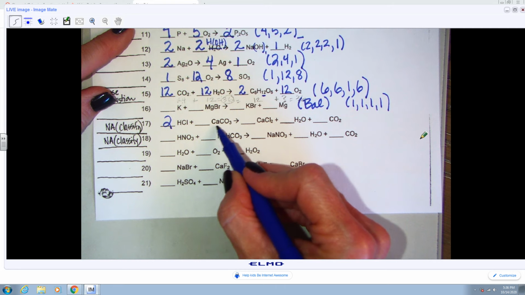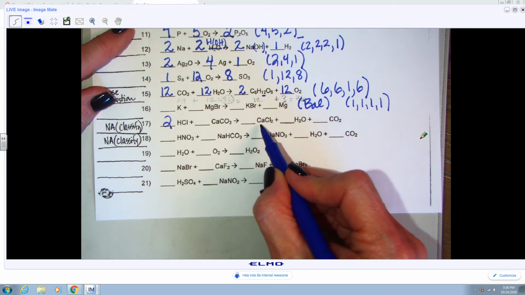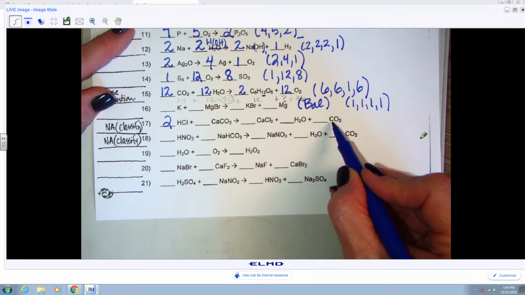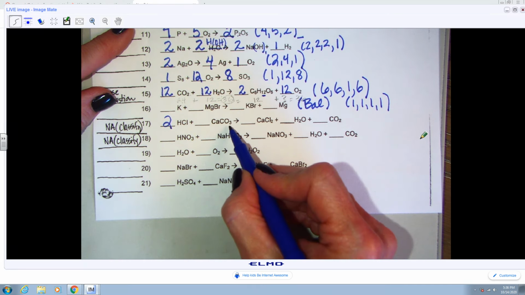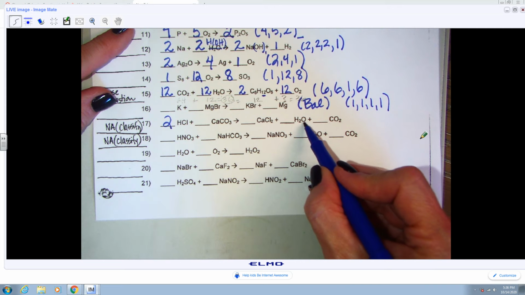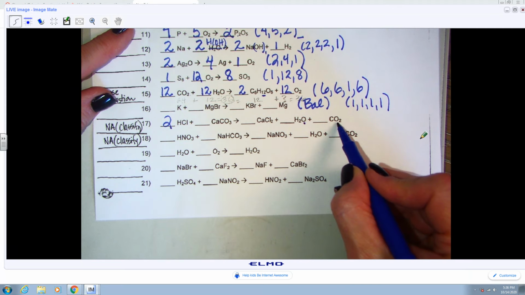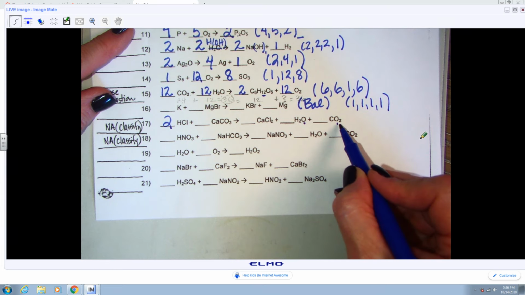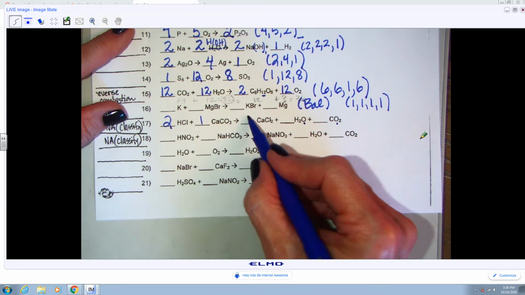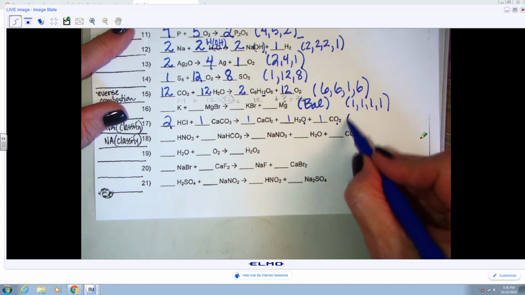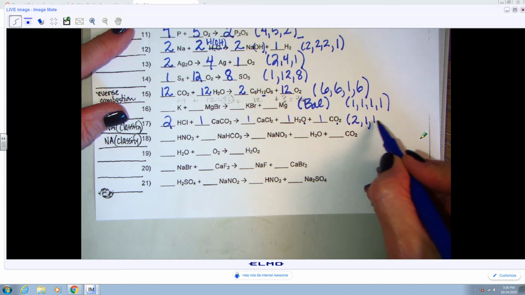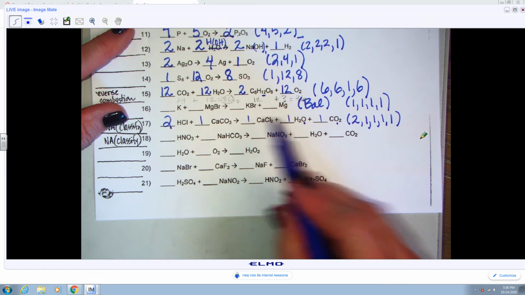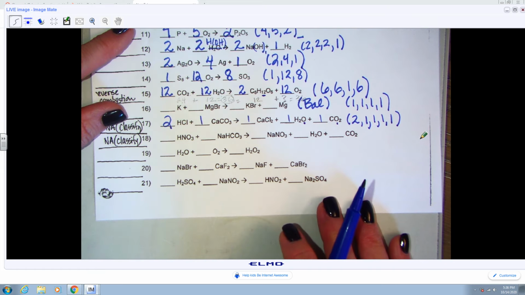Move on. You have 1 calcium, you got 1 calcium, so they're balanced. You have 1 carbon, you have 1 carbon, so they're balanced. You have 3 oxygens, and you have 1 oxygen here and 2 oxygens here. They're separated by a plus sign, so 1 plus 2 gives you 3. So this is 2, 1, 1, 1, 1. This one here actually needs a total of 1, 2, 3, 4, 5 coefficients.